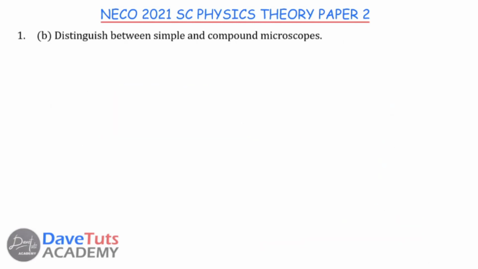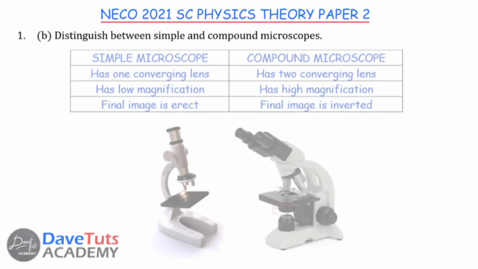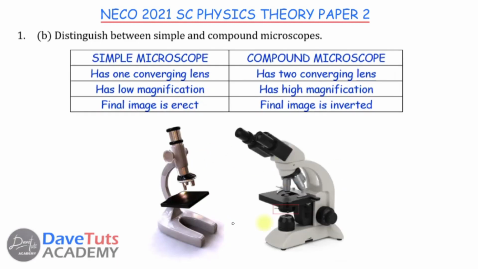This question is requesting us to distinguish between simple and compound microscopes. Okay, this is just a pictorial view of what this can look like. And in a simple microscope, we have only one converging lens as opposed to two converging lenses in the compound microscope. The simple microscope has low magnification, whereas the compound has a very high magnification, so you can see a bigger and an enlarged image of what you are looking at. And then in the simple microscope, the final image is erect, whereas in the compound microscope, the final image is inverted. So you can just pick a combination of two of these and you get your full marks.